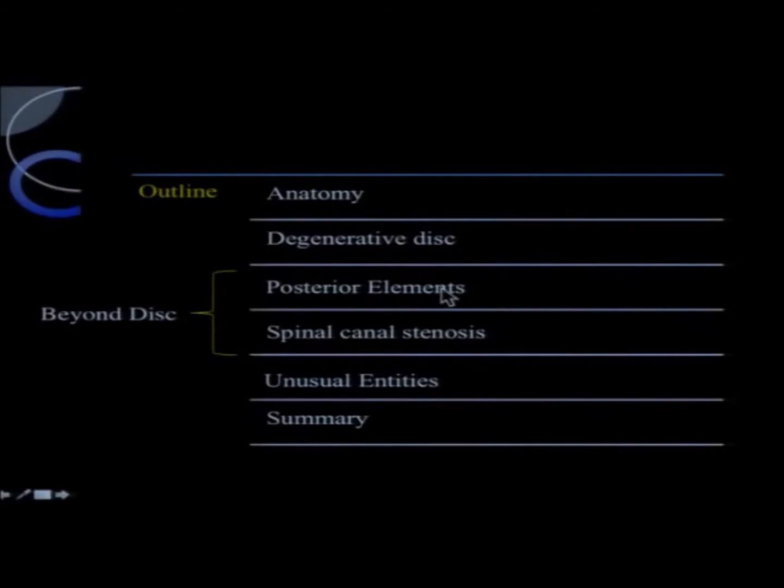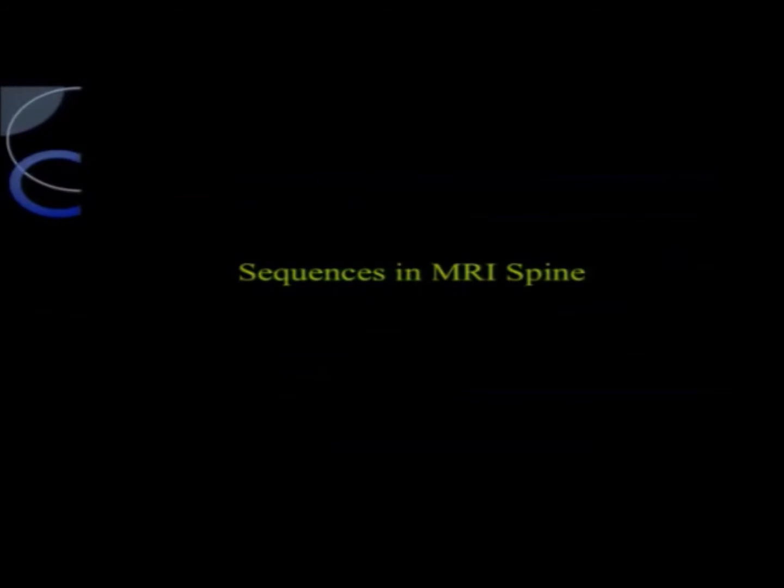So what we'll do in the next half an hour, 45 minutes, is look at the normal anatomy of the lumbar spine, a little bit about the cervical spine, degenerative disc disorders, disorders which cause backache from posterior elements, spinal canal stenosis, the primary one as well as the secondary one, and a few unusual entities which can simulate degenerative disc disorders, but we need to understand and identify them differently.